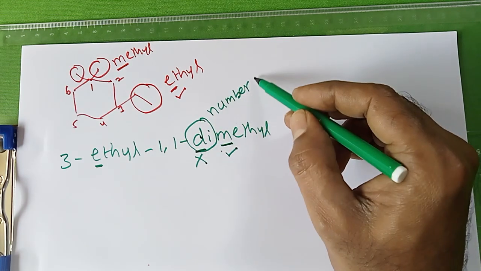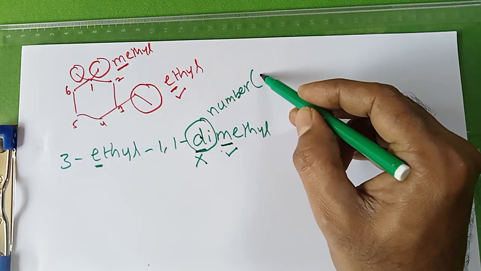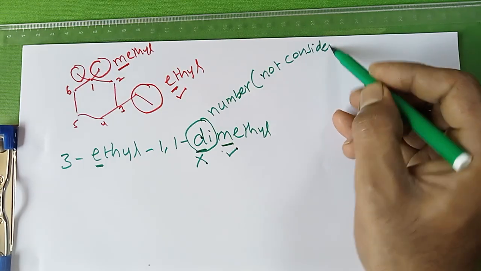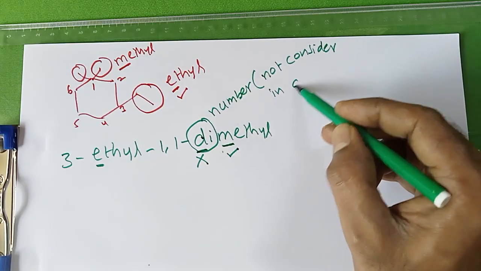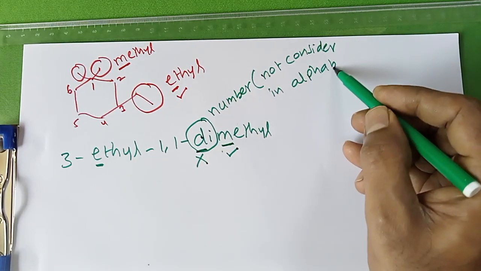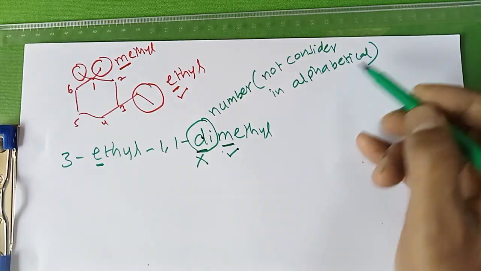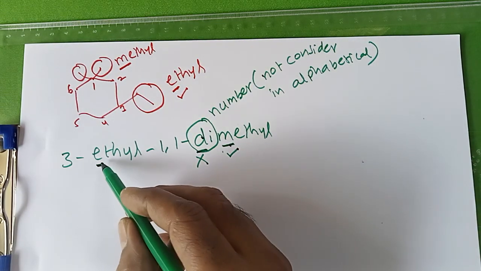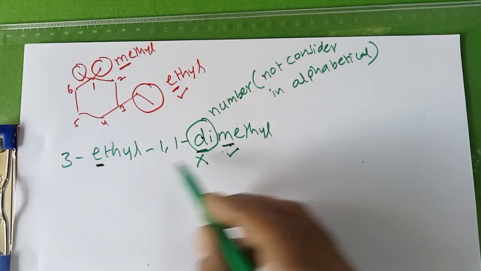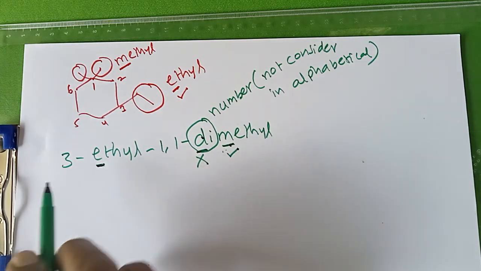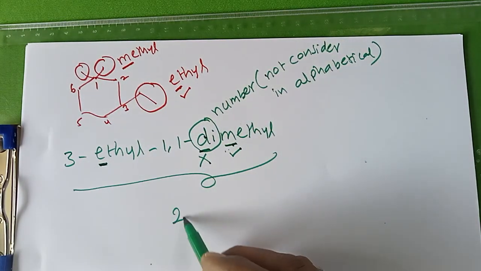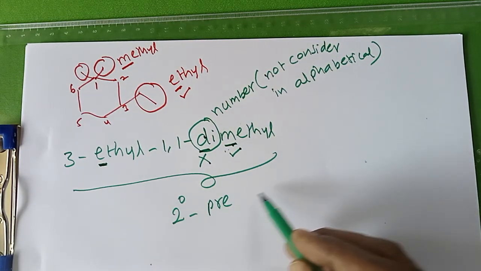Alphabetical order is not considered for the numbering. You consider E and M: E comes first, so the substituents are listed according to name. Then this total is the secondary prefix.